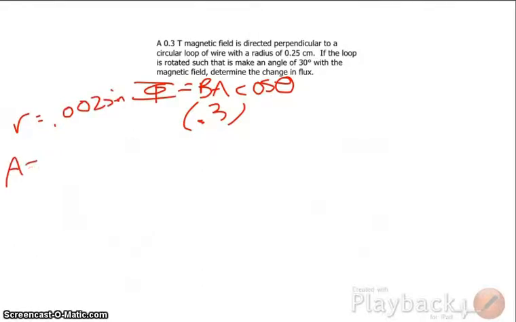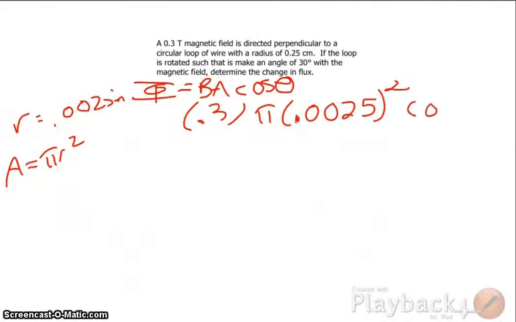So your area equals pi r squared. So pi times 0.0025 squared times cosine of 30.